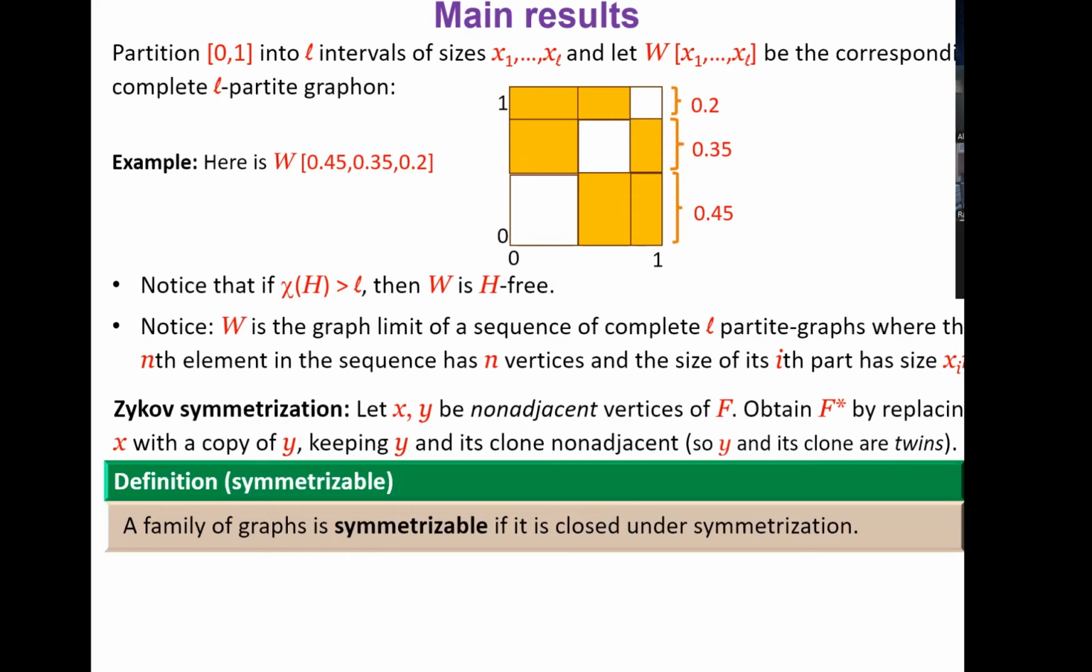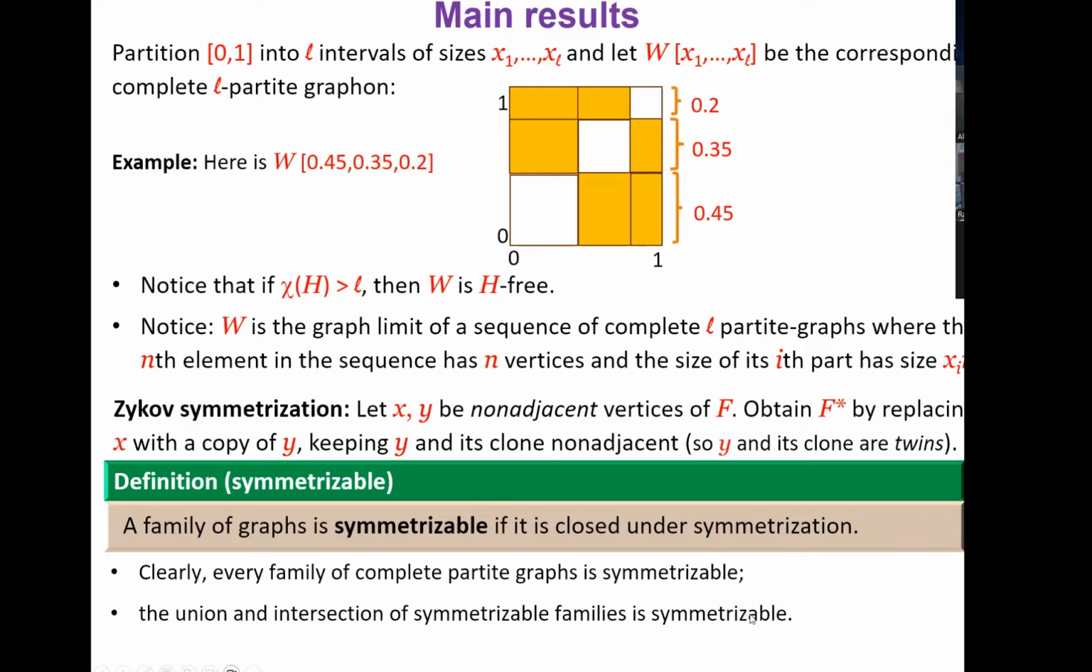So we can define what is a symmetrizable family of graphs. It's a graph family that is closed under this operation. So clearly, if you take a complete partite graph and apply this operation, it doesn't change the graph. So every family of complete partite graphs is symmetrizable. And it's also an easy exercise that the union and intersection of symmetrizable families is symmetrizable. But there are also non-trivial families of symmetrizable graphs. They don't have to be all complete partite. Here is an example. This family of graphs, one can check it's symmetrizable.